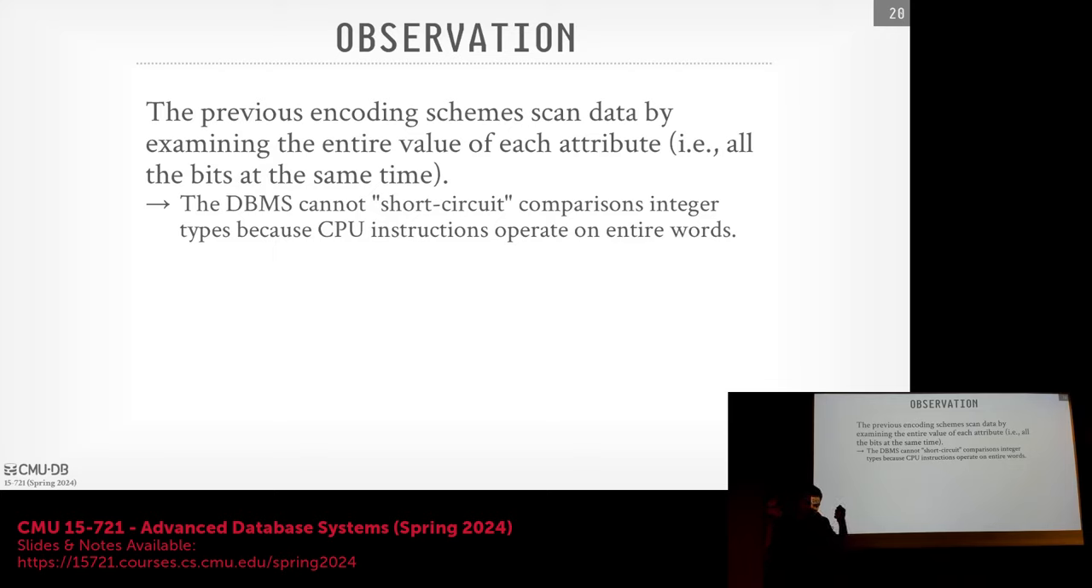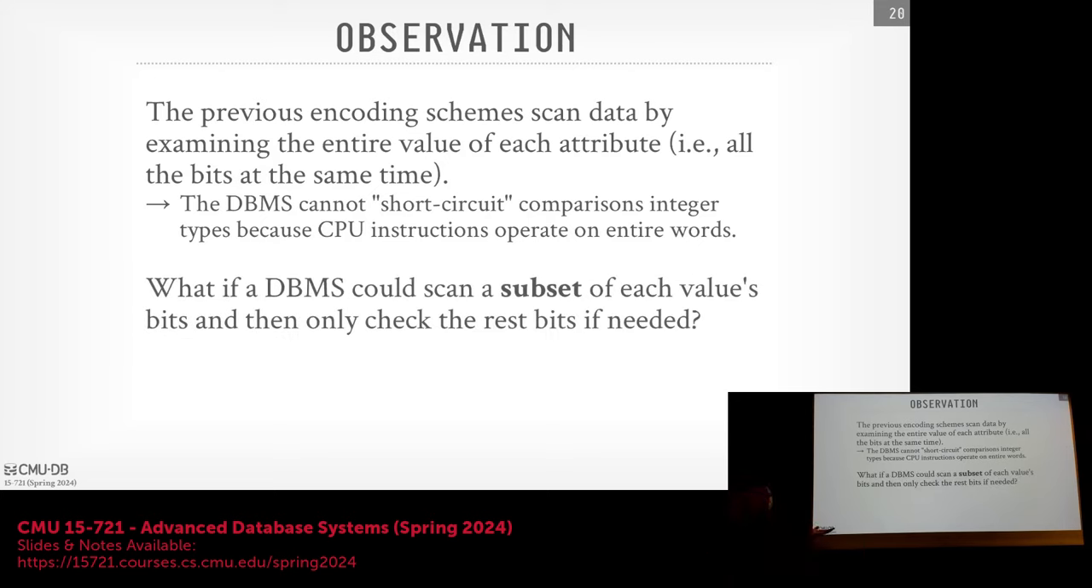You can't do any tricks to say, oh, I recognize that the first bit of these two values aren't going to match, so why compare the other 31 bits? Because that's the interface, the API the hardware provides you. But we're data people, we can do whatever we want. So what if we could do this?